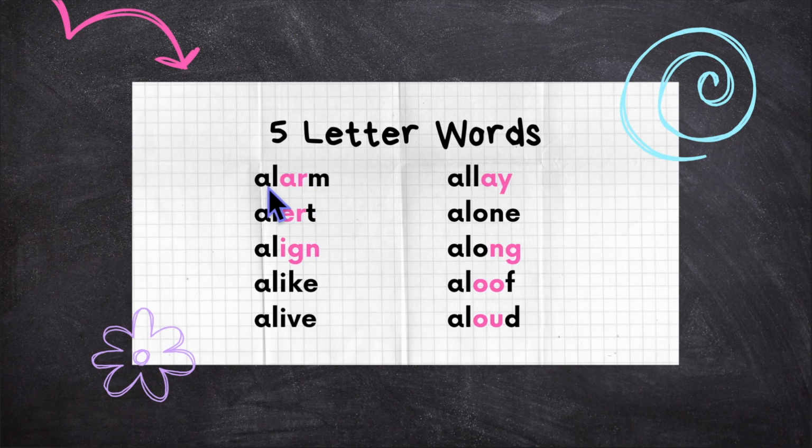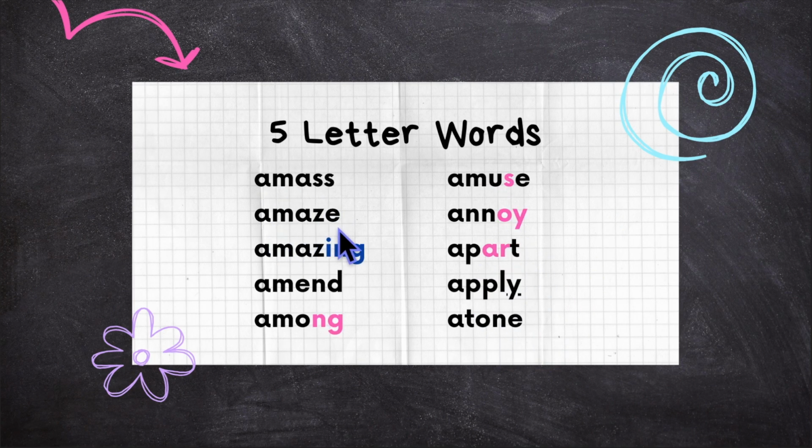AR says R, alarm. This is alert. IGN has a long I sound with a silent G. Align, alike, alive. This says A, allay, alone. NG says ng, along, aloof with a oo. OU says ow, allowed. Notice how many words are within these words, like we have like, live, lone, long, and loud. Amass, amaze. We can add suffixes, amazing.